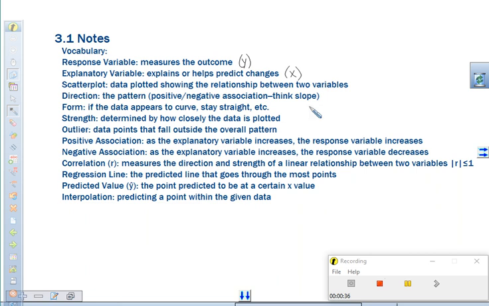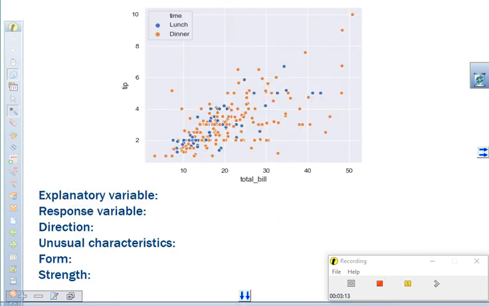A regression line is just that predicted line that goes through the most points or in between the most. Your predicted value, or Y hat as we say, is the point predicted at a certain value of X. So when we look at the bungee jump, we'll be comparing a predicted value to the actual value. And then interpolation, I went ahead and included this. This is not something in the book, but it's something that you should just know in general. It's a predicted point within the given data. If you need to pause it, then feel free to do so.